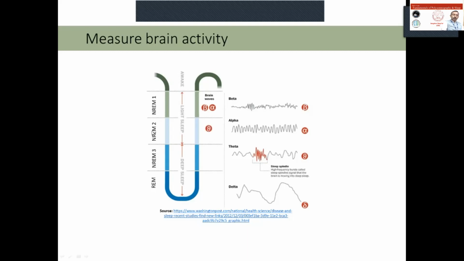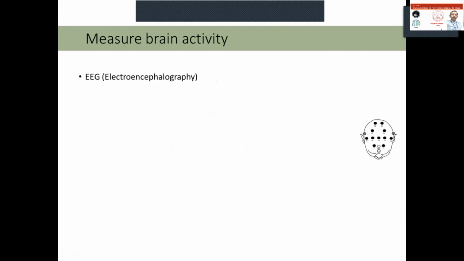If you are in NREM stage 2, you will have slightly slower activity with intermittent fast activities called sleep spindles. If you are in NREM stage 3, you will have predominantly large and slow waves called delta waves. And in REM sleep, which I'll be showing later, it will be a mixture of many of these parameters, predominantly the mixed higher frequency. So that's a general overview.